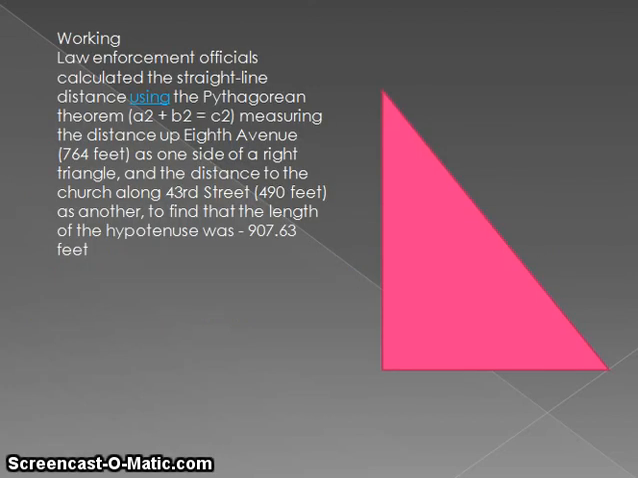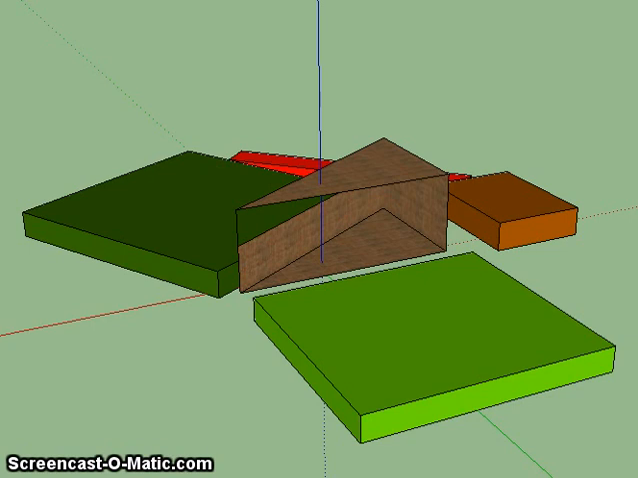Law enforcement officials calculated the straight line distance using the Pythagorean theorem. A squared plus B squared equals C squared. Measuring the distance up 8th Avenue, 764 feet, as one side of a right triangle, and the distance to the church along 43rd Street, 490 feet, as another, to find that the length of the hypotenuse was 907.63 feet.